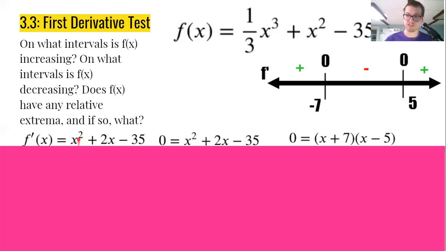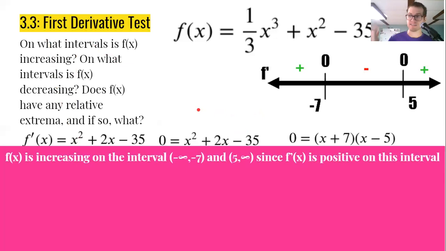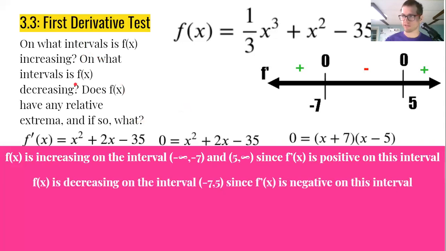So I have 3 questions to address. So let's do that. What intervals is f of x increasing? F of x is increasing on the interval -infinity to -7 and the interval 5 to infinity, since f prime of x is positive on this interval. And really, I should say these intervals, but we'll work out the grammar later. It fit on here better by saying this. Boom, I fully answered what intervals is increasing. Let's go to decreasing. It's decreasing on the interval -7 to 5, since f prime of x is negative on this interval.